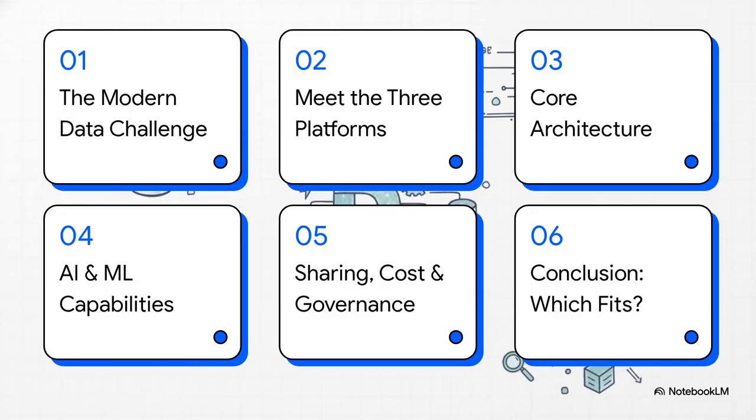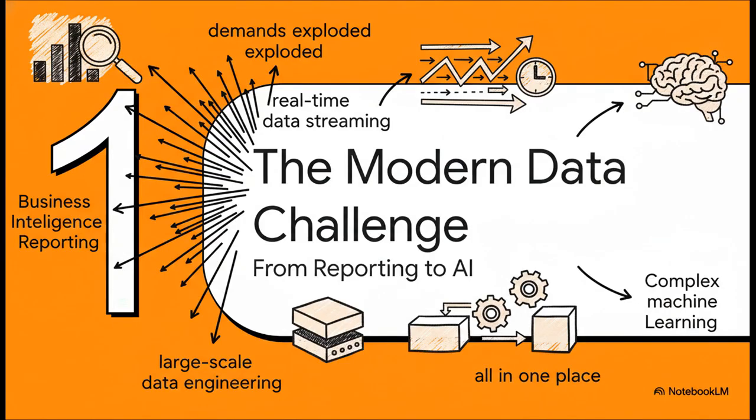So, here's our game plan for this explainer. First, we're going to set the stage with that modern data challenge. Then, we'll meet our three platforms using a pretty simple analogy that I think makes it all click. After that, we'll peek under the hood at their architecture, we'll compare their AI superpowers, and then we'll get real about things like cost and governance. By the end, you're going to have a much clearer picture of which one might be the best fit for you.